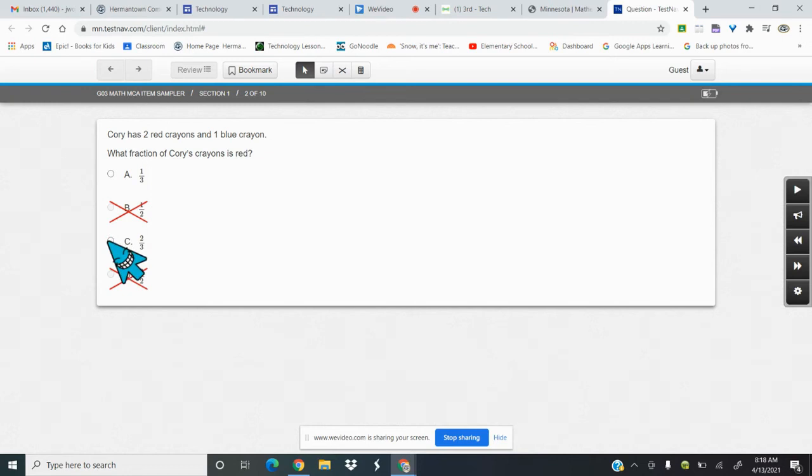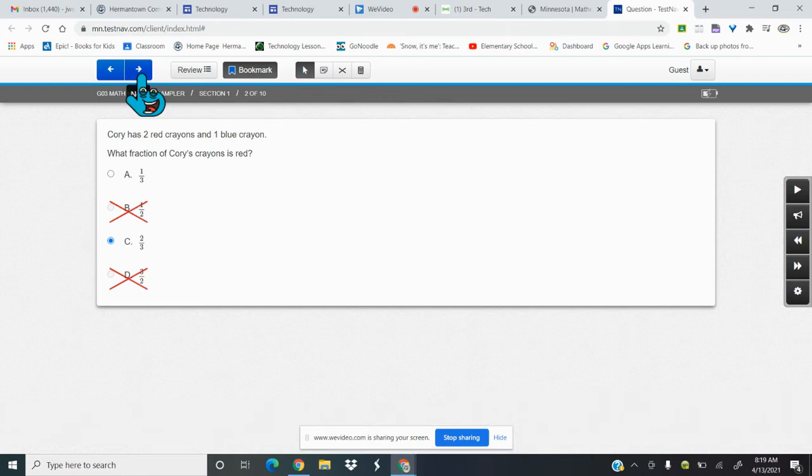And then they also give you the wrong answer for 1 blue crayon out of 3, 1/3. So again, they give you both the correct answer and the wrong answer. And this is where I say it gets a little tricky. For example, if I was not sure about these 2 answers, I could bookmark this and come back to it later. So that's another tool you can use, a bookmark.